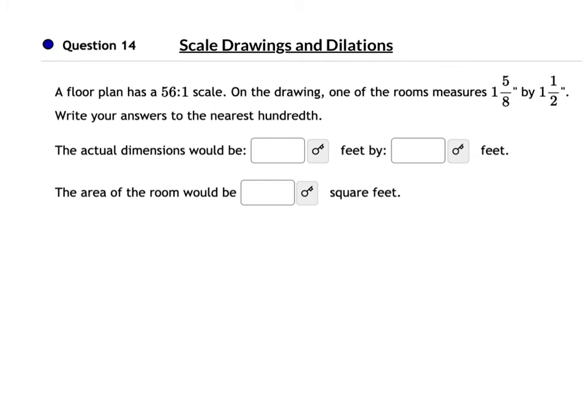Question 14 is just like the last example. We have a 56 to 1 scale. They don't give a unit. It's the actual scale factor. The drawing is going to correspond with the 1, and the actual house will be 56 times bigger. You could turn these into decimals if you want. That probably makes it easier. 5/8, 5 divided by 8 is 0.625. So 1.625 inches by 1.5 inches.